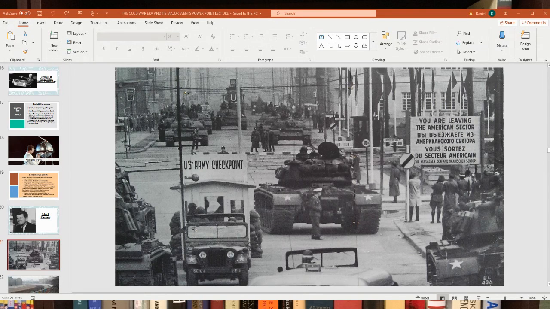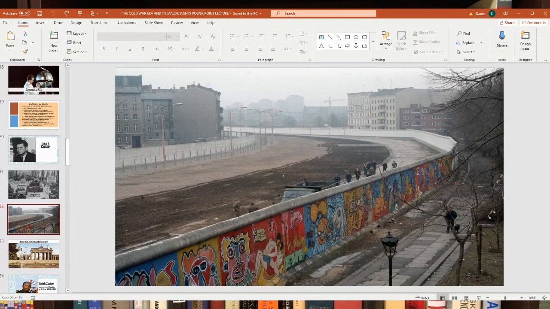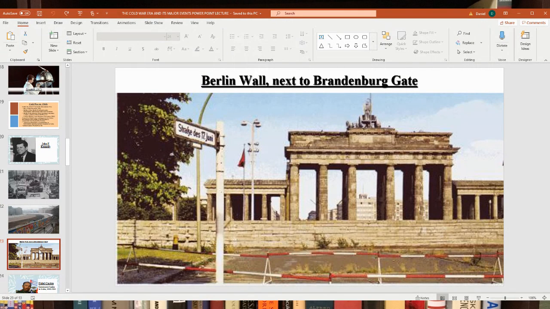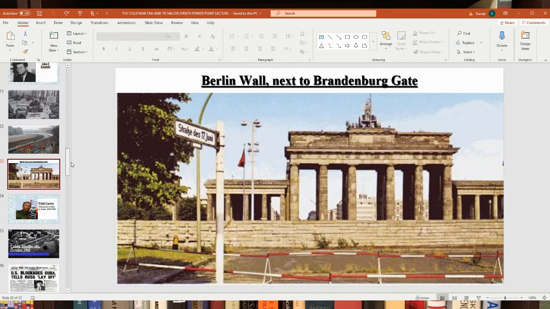Here, of course, is a picture of the Berlin Wall, which was built later. And the Berlin Wall was a major symbol of the Cold War era. It really was. When it got torn down, they think it helped to eventually end the Cold War overall.